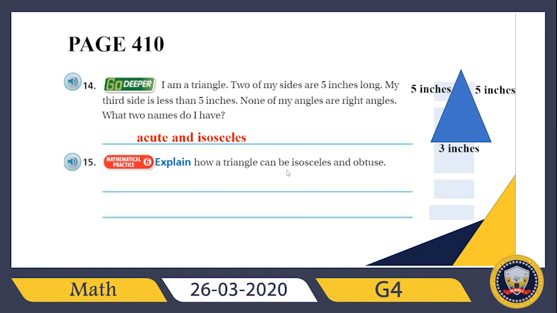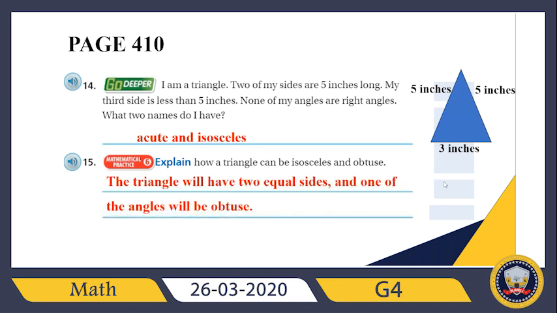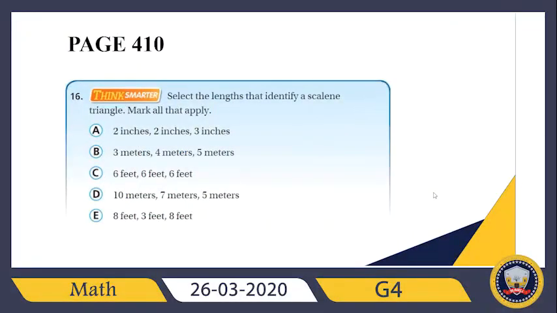What about question 15? How can a triangle be isosceles and obtuse? Next, let's explain it. The triangle will have 2 equal sides and one of the angles will be obtuse. In this situation, this triangle can be an isosceles and obtuse triangle at the same time. Good job.